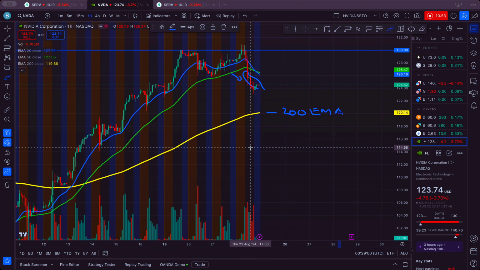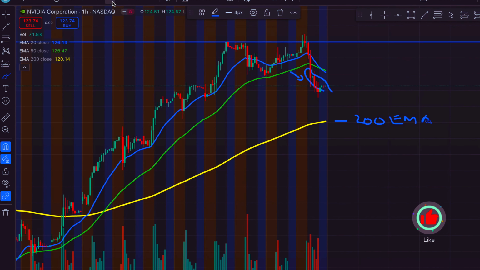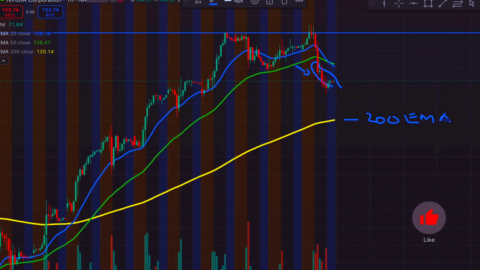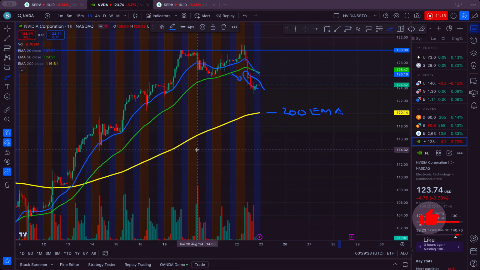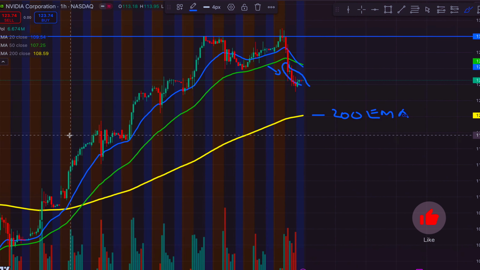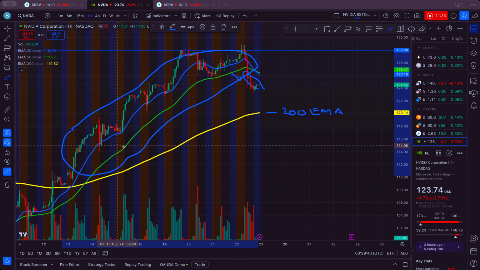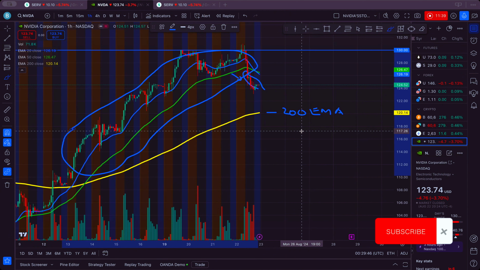When the price is above the 200 EMA, as in this case, and let me remind you that we are on a 1 hour time frame, here the price is above the 200 EMA. Clearly, all of these are above the 200 EMA. So what does that mean? It suggests a long-term uptrend.